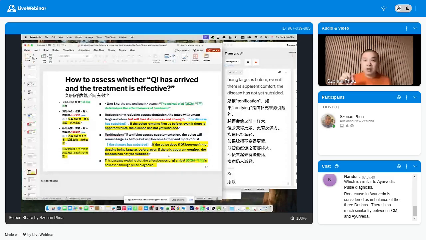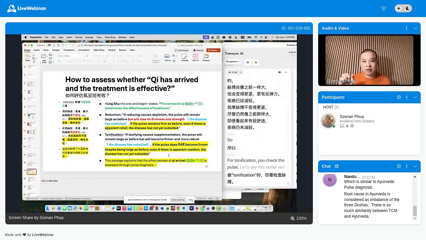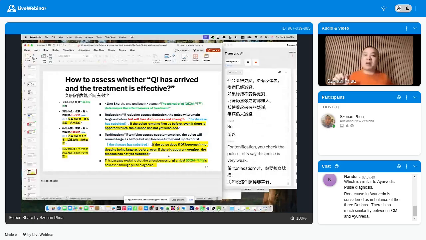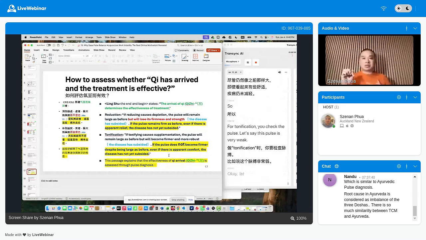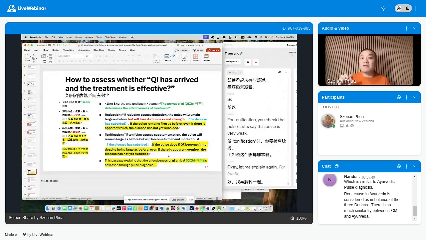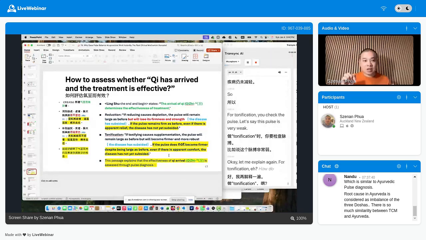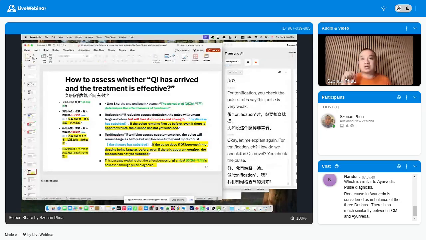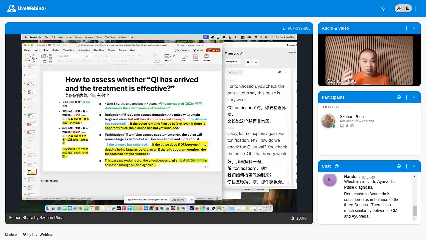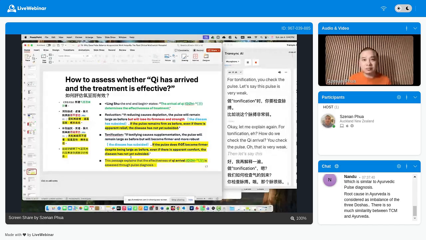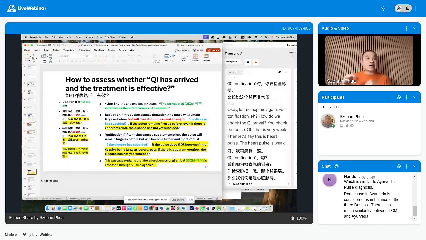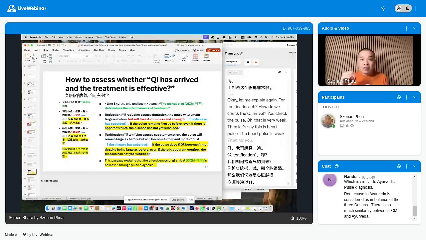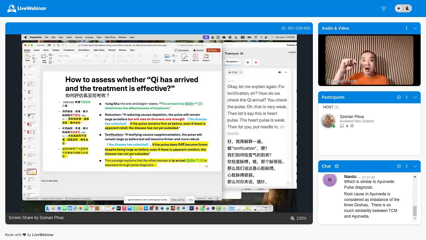And you find, oh, bummer. The pulse is still very weak. It has no change at all. But luckily, the patient says, oh, my back pain is better, or my chest pain is better. But unfortunately, according to Huang Ti Neijing, the disease has not yet subsided, even if the patient said they feel comfortable. Right? So the qi arrival is actually from the pulse.